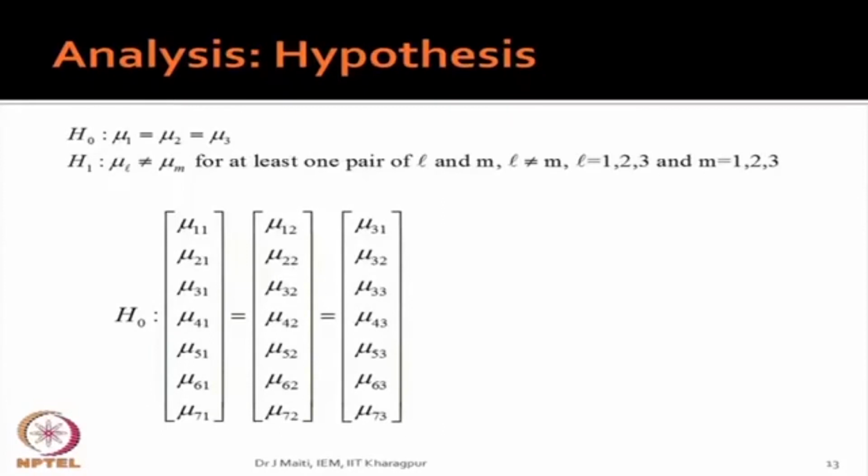What is your alternative hypothesis? We are saying no, at least one pair, maybe mu 1 1 and mu 1 2, they are not equal, or maybe mu 7 1 and mu 7 2, or mu 7 2 and mu 7 3, they are not equal. That is your hypothesis.